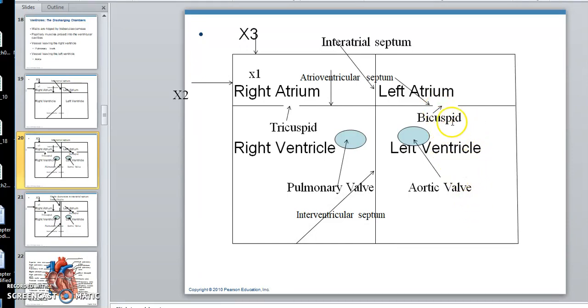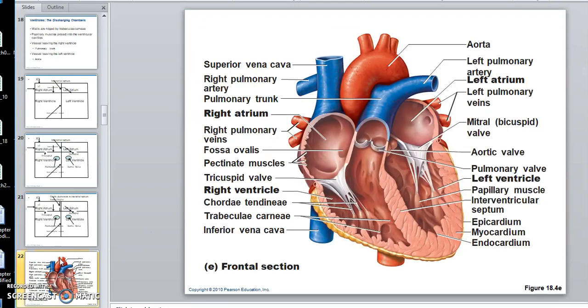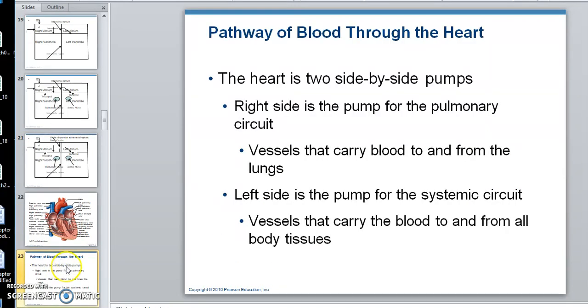Left ventricle squeezes down, closes the valves, and then the blood will go into the aorta to the rest of the body. So that's the circulation. So here's the pathway of blood through the heart. 2 sides. Right side's the pump for the pulmonary, and the left side's the pump for the systemic.